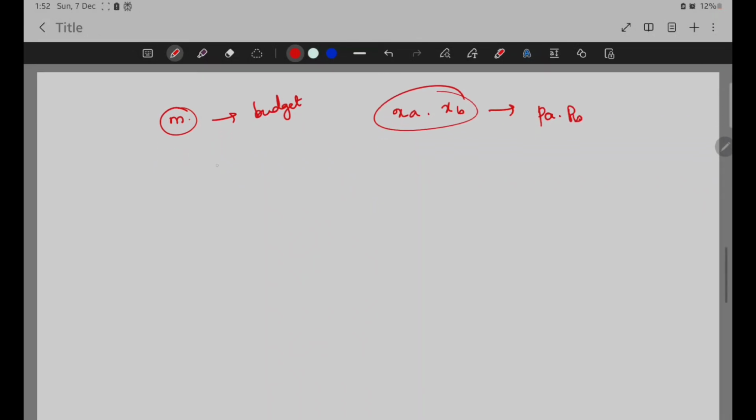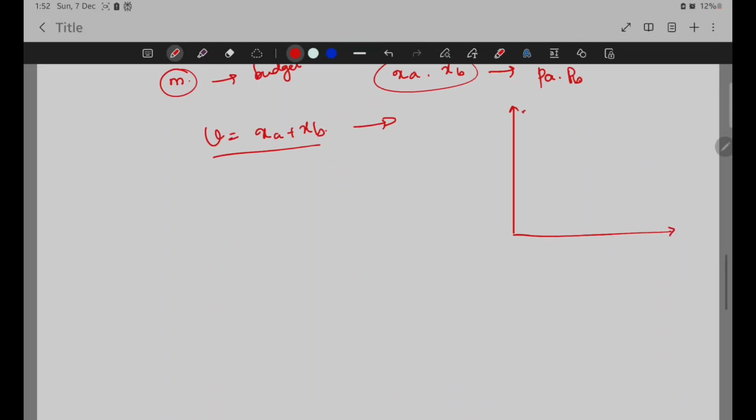and xa and xb are apple and banana respectively, at the price of pa and pb. So I gave you one utility function, that is u equals xa plus xb. This is not going to tell you anything about how much you should eat. But when we are talking about this one, we know this graph, right? The beauty here is that the satisfaction you are getting is from consuming xa and xb, that will be utility.